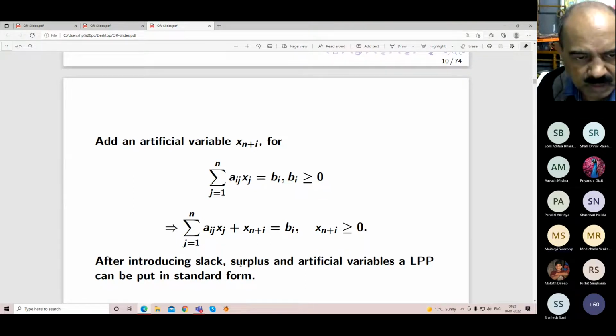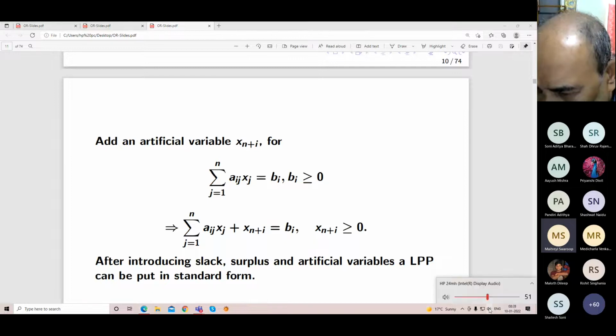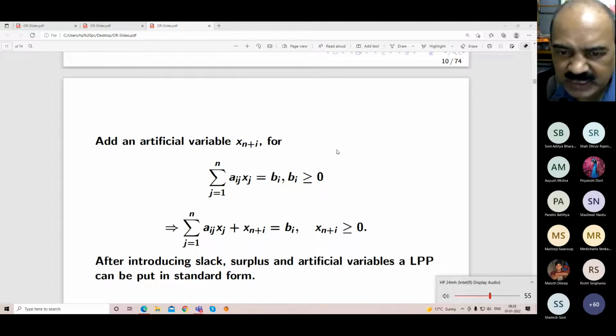Hello. So I have a doubt. Yes, please. So why are we adding the artificial variable in the equation case? Wouldn't that be redundant since you said that anyway we'll be setting it to 0? Yes, yes. See, I have told you something.